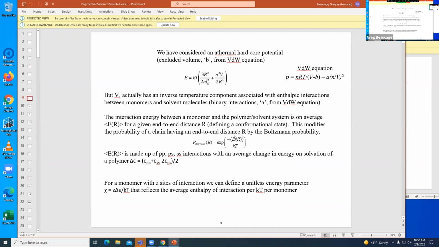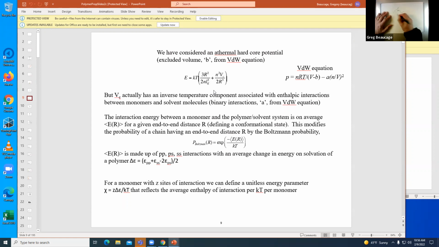For that energy term, it's the energy of interaction. So you have this situation. You have the polymer and you have solvent. So you have P and S. So you can have PP interaction.